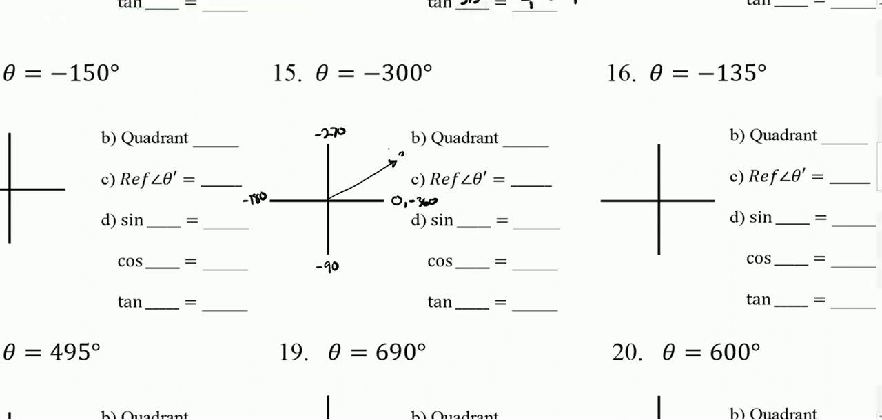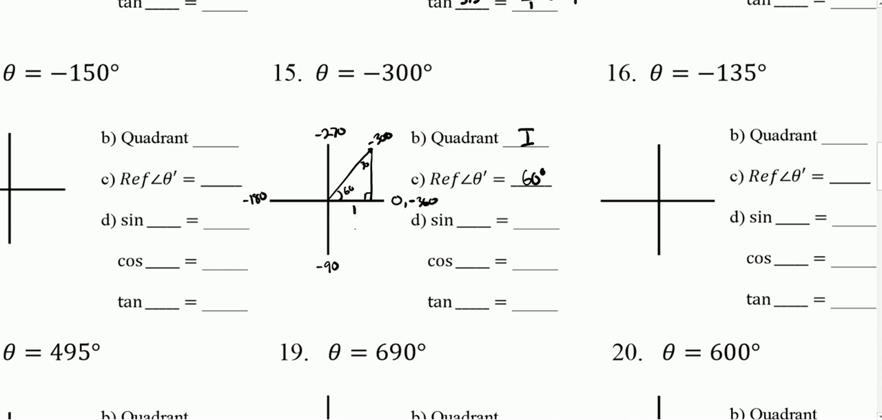Probably close. It's actually closer to the 270, so let me resketch this. So negative 300 about right here, and we get this reference angle. So we're in quadrant 1 with a reference angle of 60 degrees, because that's the difference between 360 and 300.